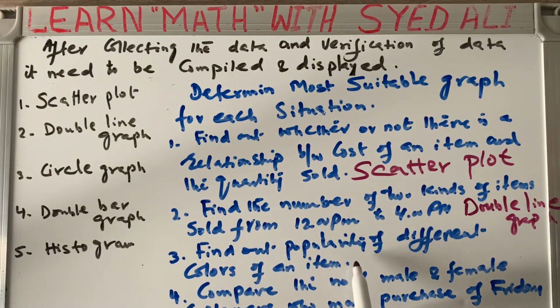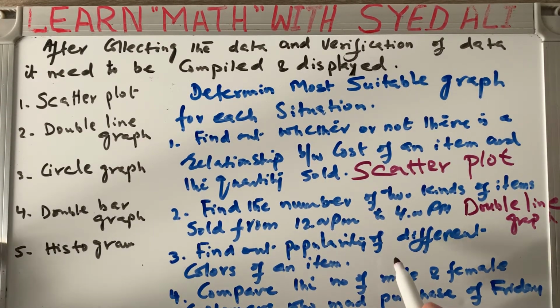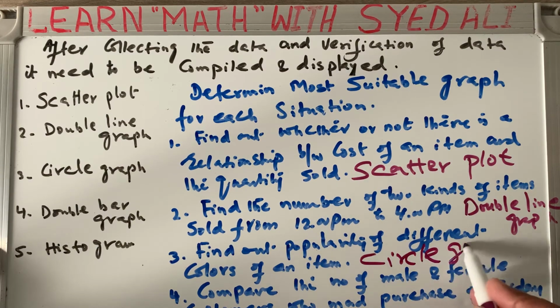Now we go to the third: find out the popularity of different colors of an item. We can put it in a circle graph, because a circle graph displays the part to whole relationship. So to find out the popularity of different colors, we will put circle graph. The circle graph is the best way to display this data.